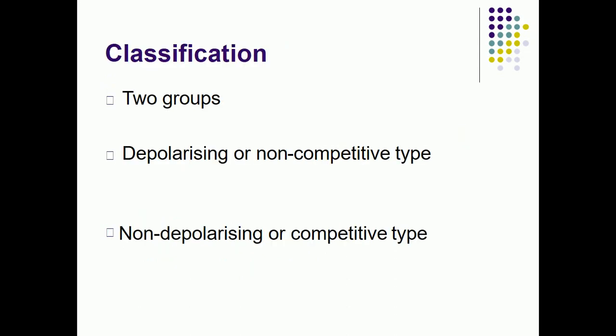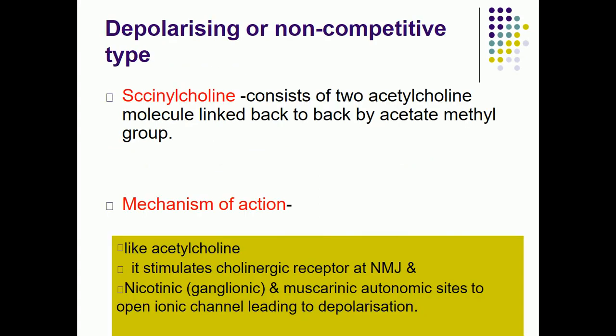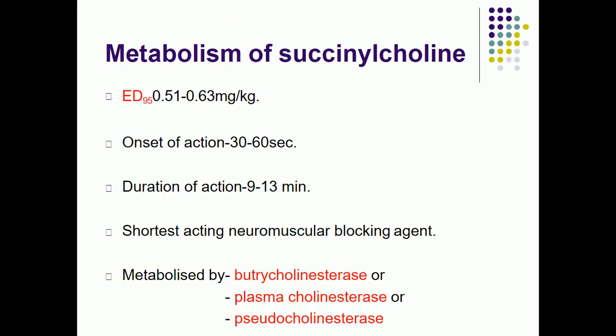Neuromuscular blockers can be classified into two categories: depolarizing or non-competitive type, and non-depolarizing or competitive type. The depolarizing or non-competitive type is succinylcholine, which consists of two acetylcholine molecules linked back to back by an acetate methyl group. Its mechanism of action is just like acetylcholine, because it can stimulate the cholinergic receptors, nicotinic, ganglionic and muscarinic autonomic sites, to open the ionic channel, leading to depolarization.